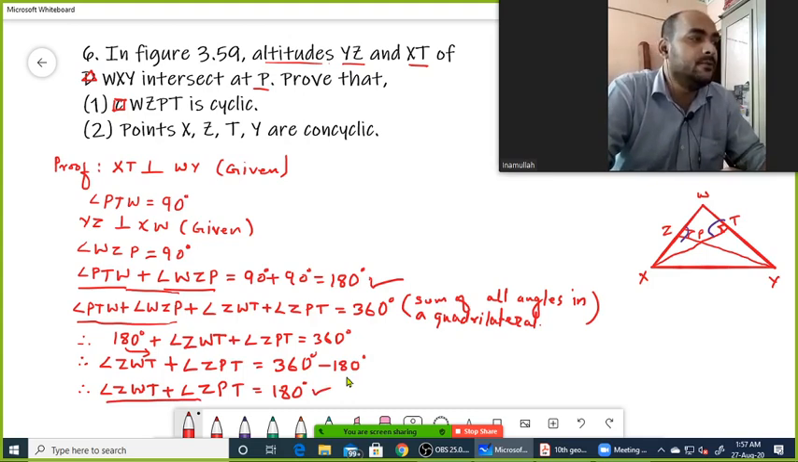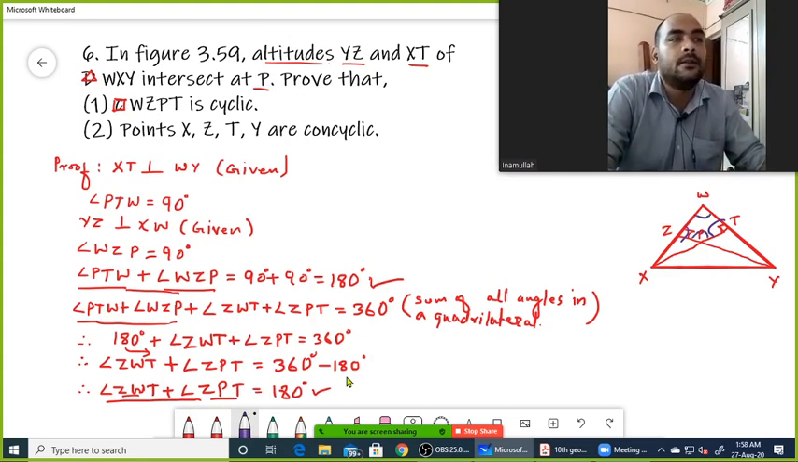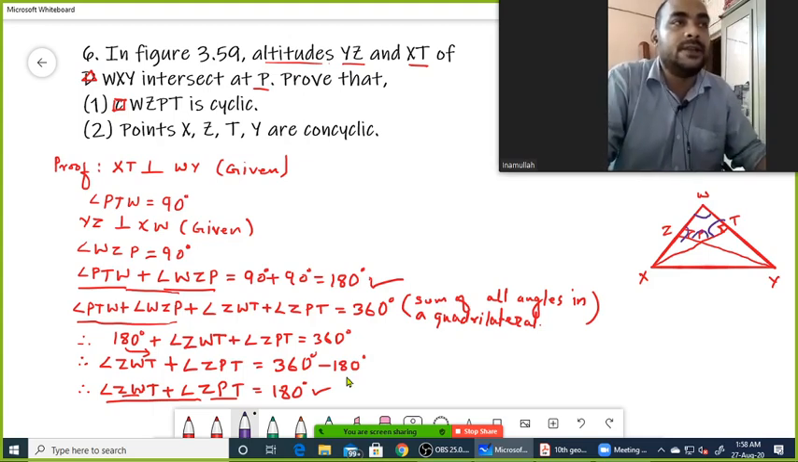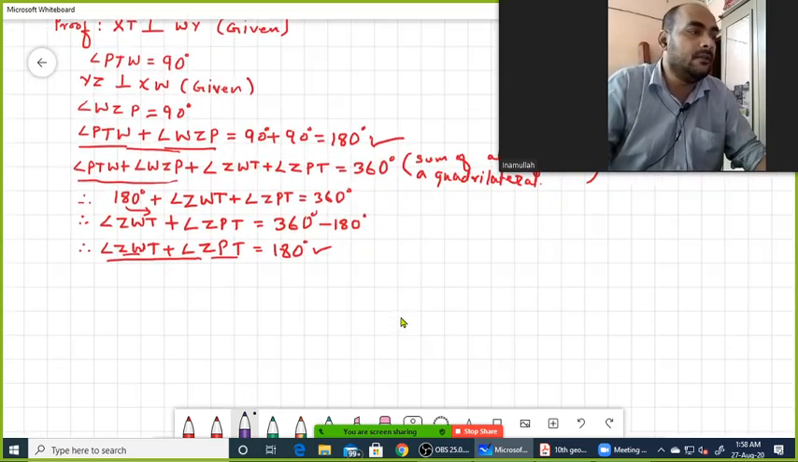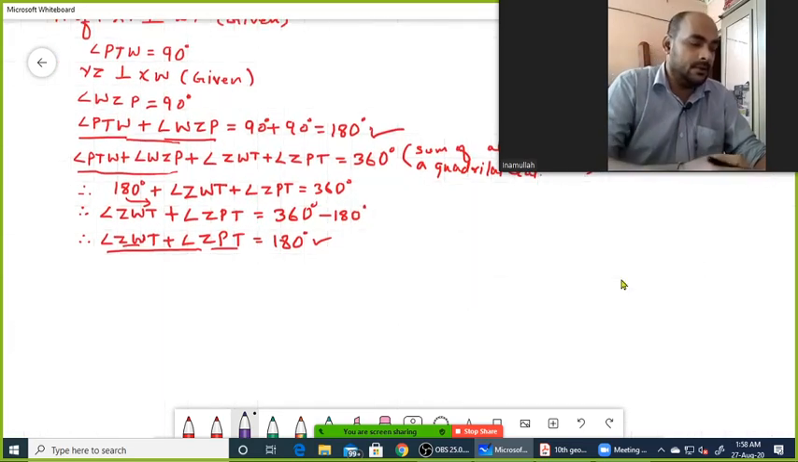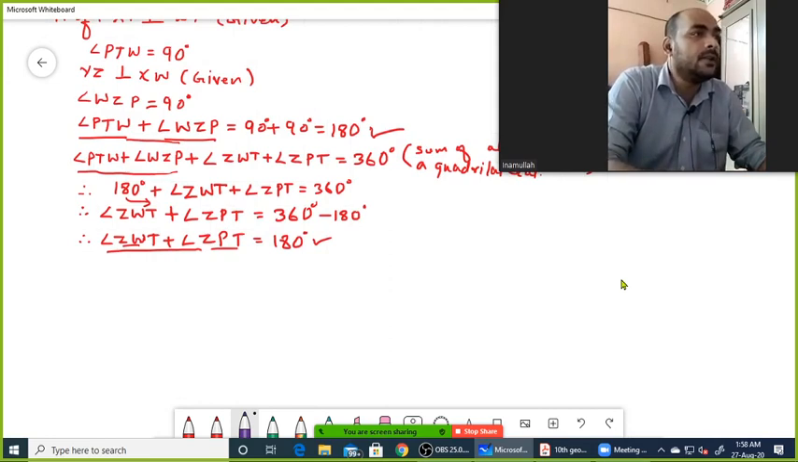Here ZWT and ZPT are opposite angles. These are two angles, ZWT and ZPT, whose sum is 180 degrees. And if the sum of opposite angles is supplementary, we can say the given quadrilateral is a cyclic quadrilateral. So here we can conclude. You can consider this as equation 1 and this as equation number 2.